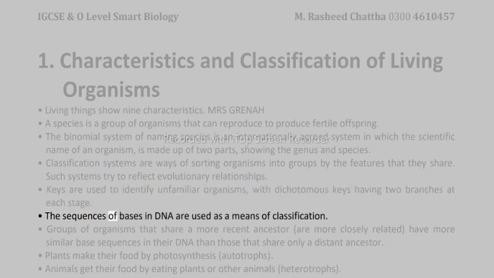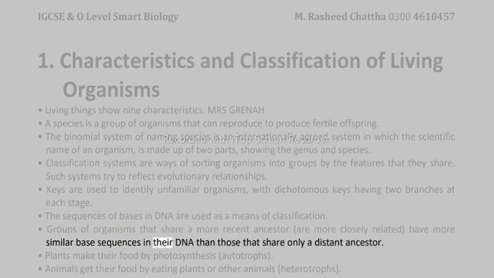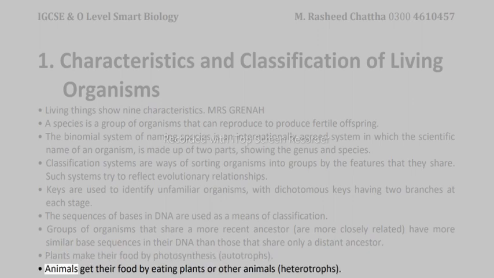The sequences of bases in DNA are used as a means of classification. Groups of organisms that share a more recent ancestor are more closely related, and have more similar base sequences in their DNA than those that share only a distant ancestor. Plants make their food by photosynthesis, autotrophs. Animals get their food by eating plants or other animals, heterotrophs.